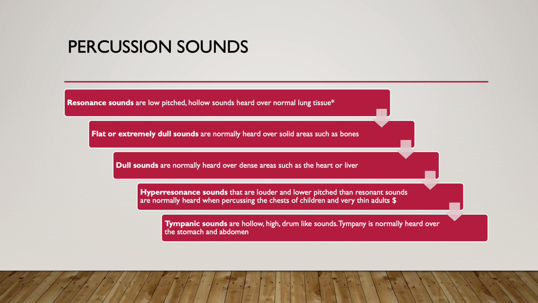Dull sounds are normally heard over dense areas such as the heart or the liver. You'll detect hyperresonant sounds, which are a little bit louder and lower pitched than resonant sounds, and they're normally heard when percussing the chests of children and very thin adults.